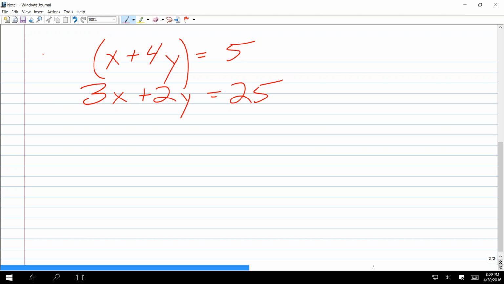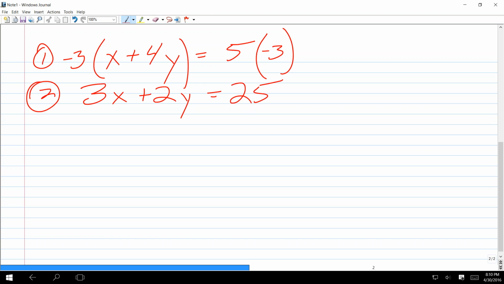First of all, let's call this equation 1 and this equation 2. If I multiply equation 1 by minus 3 on the left side, I can do that as long as I also multiply the right side by minus 3. In other words, you can do anything you want to one side of an equation as long as you do it to the other. And I mean anything.